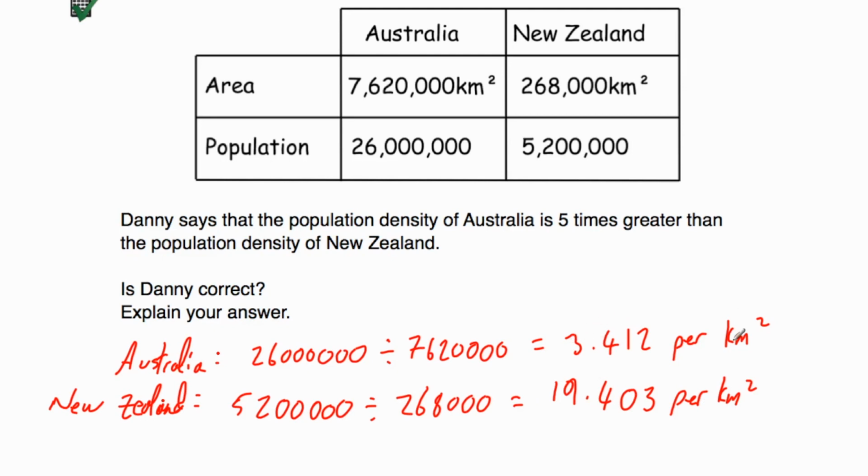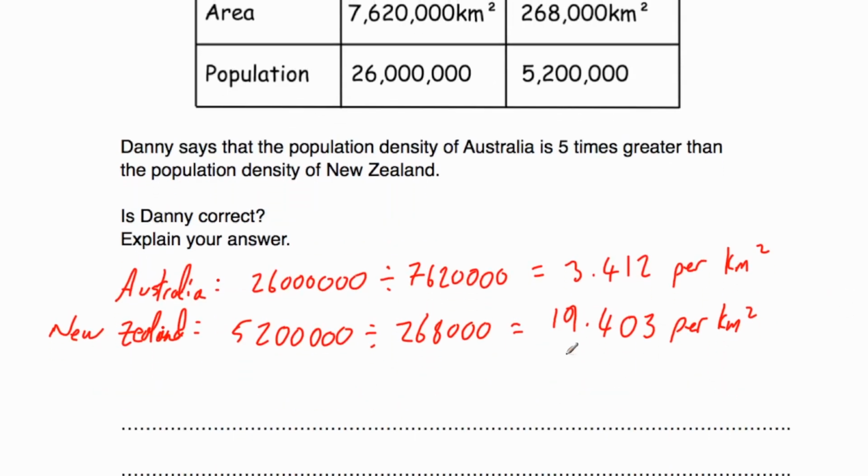And let's see how many times greater it is. So let's divide the population density of New Zealand, 19.403, by the population density of Australia and see how many times greater it actually is. And that's equal to 5.687. So the population density of New Zealand is approximately 5.687 times greater than the population density of Australia.